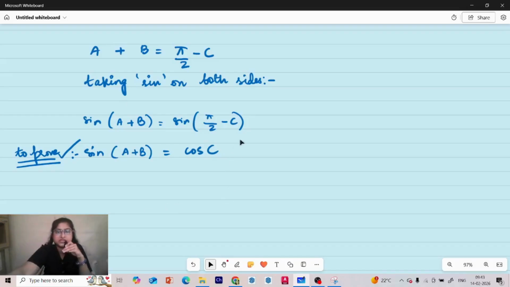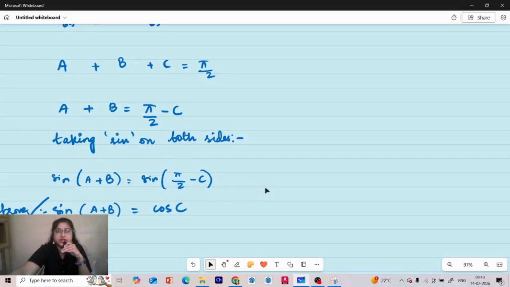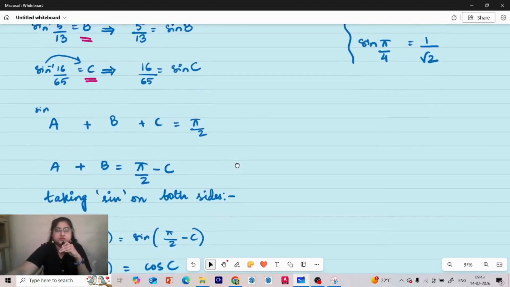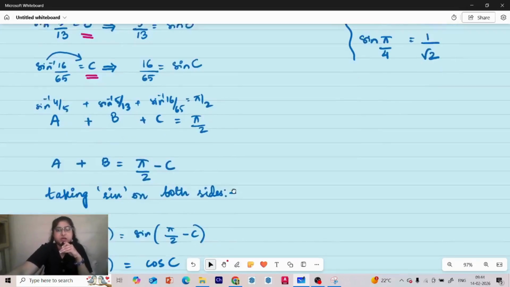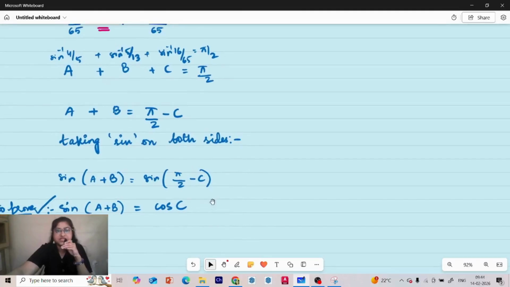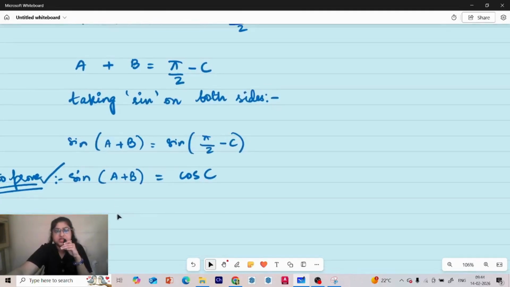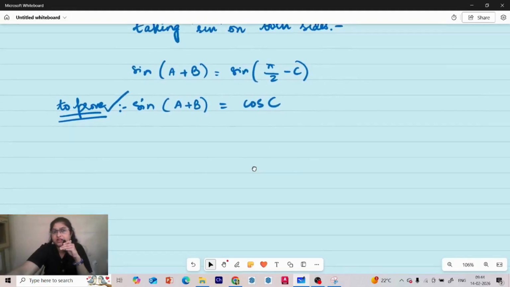Okay, nothing special, I'm just rewriting our question. I replaced our question with a, b, c. Sin inverse 4/5 I replaced with a, sin inverse 5/13 with b, and sin inverse 16/65 with c. I'm just rewriting the question like this. Okay, I took sine on both sides and I got this. So this is the equation that I have to prove now.